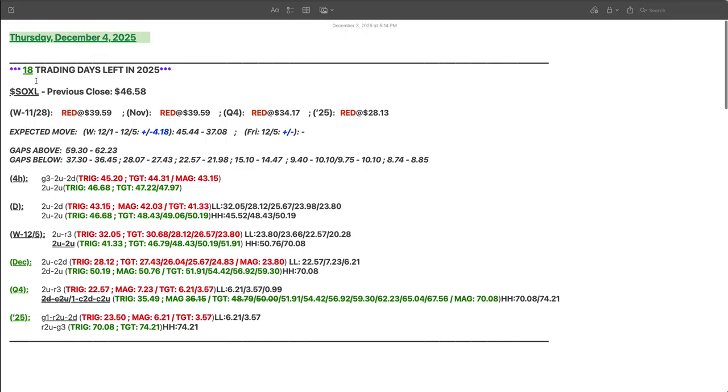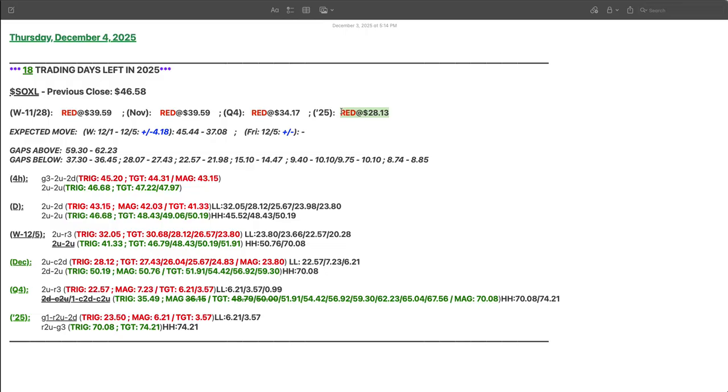So for Thursday, December 4th, there will be 18 trading days left in 2025. The close on Wednesday, December 3rd was 46.58. We know that we're in full time frame continuity to the upside, meaning the week, month, quarter, and year are green. So we do have the levels here that it would take to flip each of those red. You want to keep those definitely in mind.